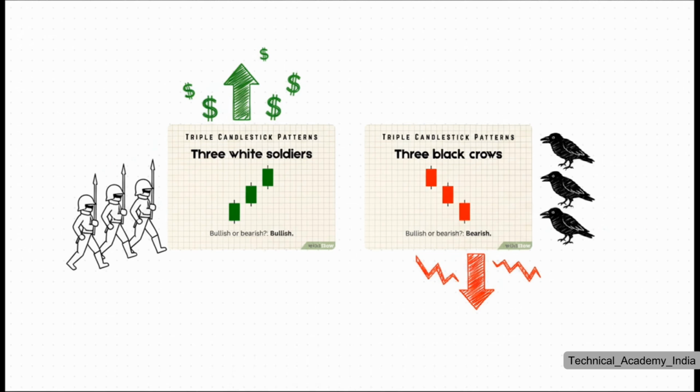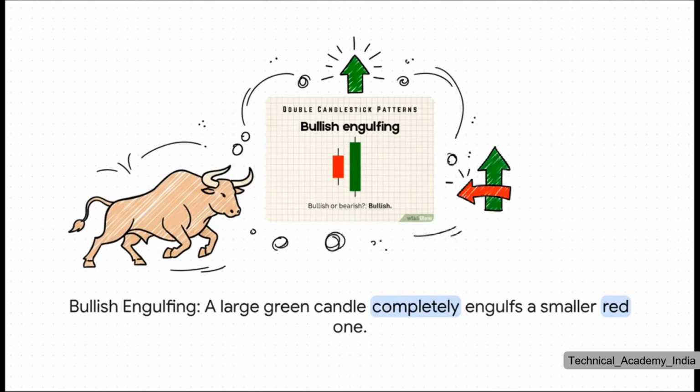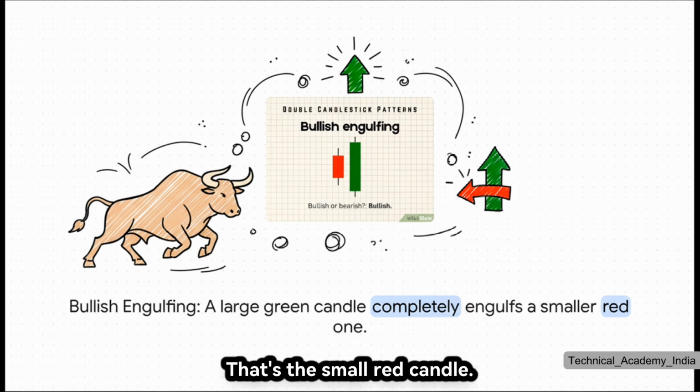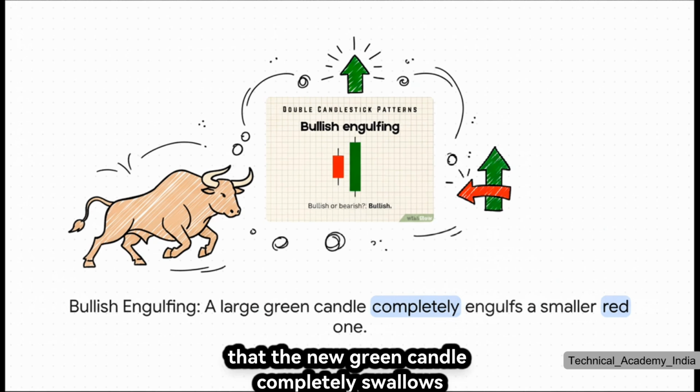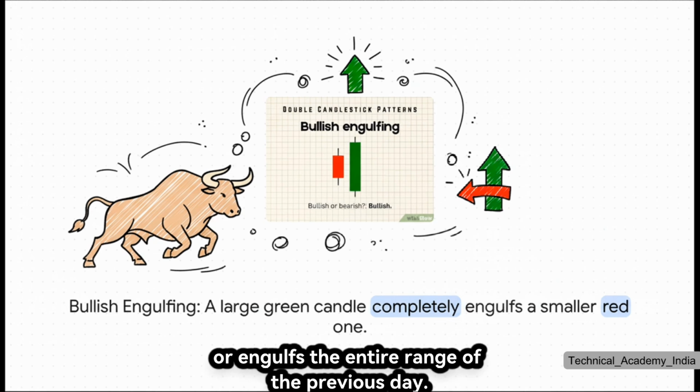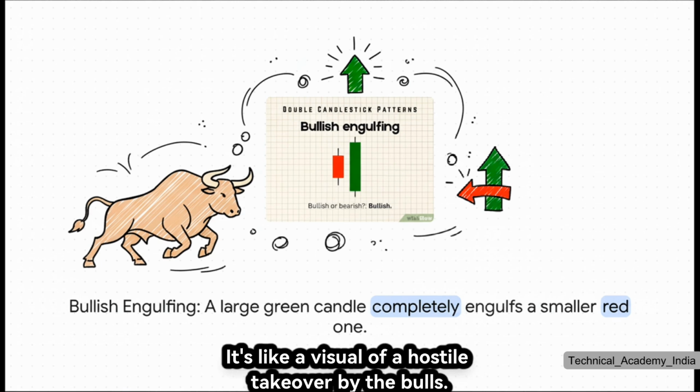And on the right, you have three black crows, doing the exact opposite, a relentless march down, signaling a powerful bearish trend. Oh, this is one of my favorites, the bullish engulfing pattern. So you have a day of selling, right? That's the small red candle. Then, the very next day, the buyers step in with so much force that the new green candle completely swallows or engulfs the entire range of the previous day. It's like a visual of a hostile takeover by the bulls.